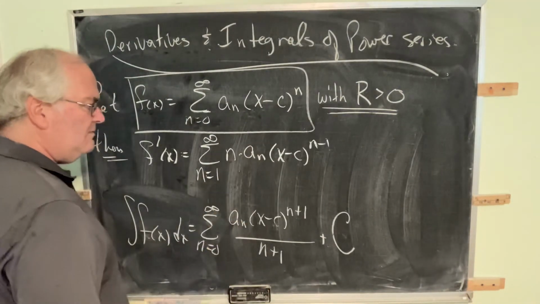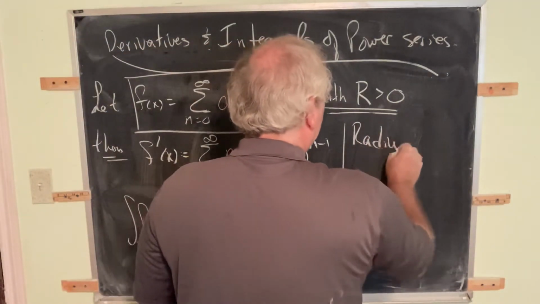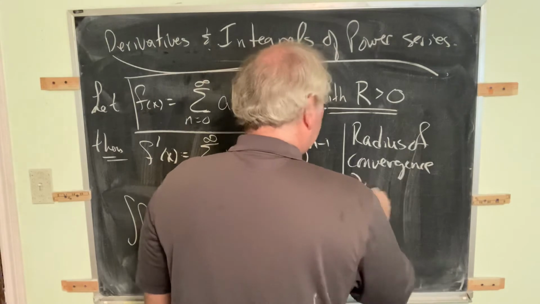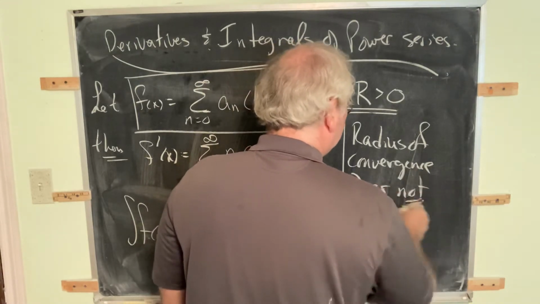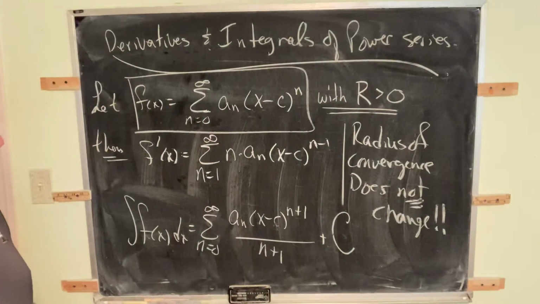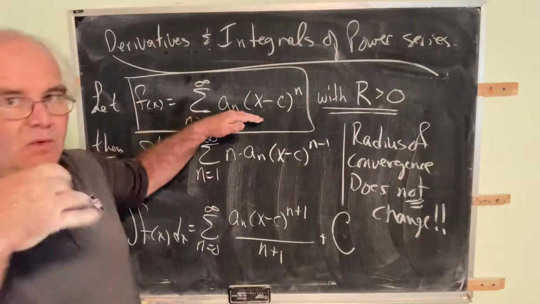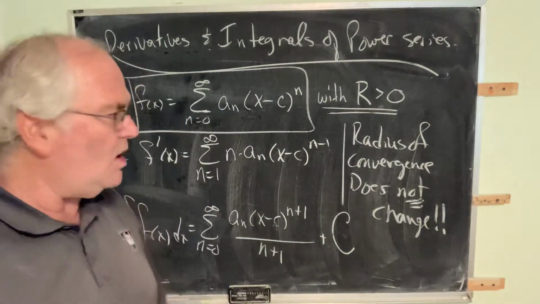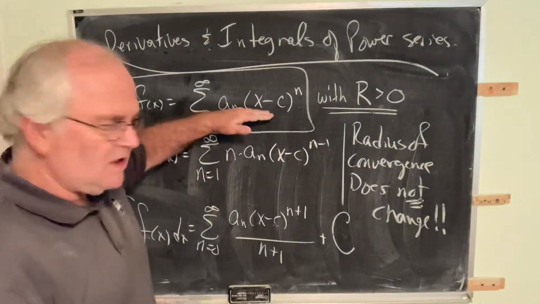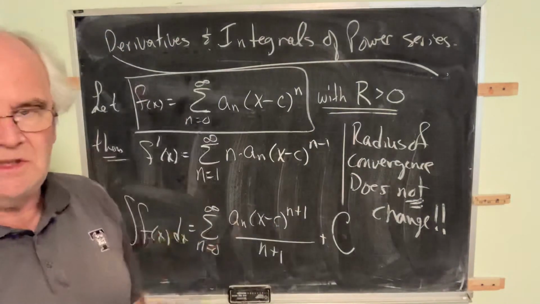Use the power rule. And here's the bit. The radius of convergence doesn't change. That is to say, if the radius of convergence of the original is 1, then each of these has a radius of convergence 1. If the radius of convergence here is 5, then each of these has a radius of convergence 5. If the radius of convergence here is infinity, then each of these has radius of convergence infinity. The radius of convergence does not change.